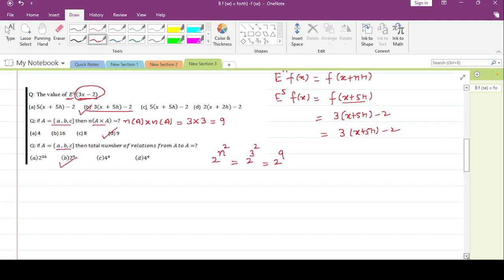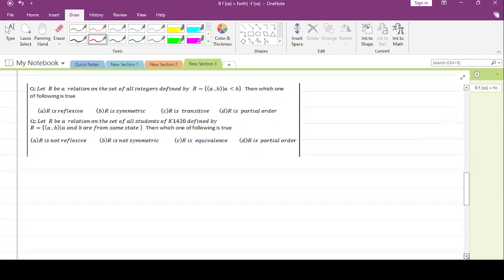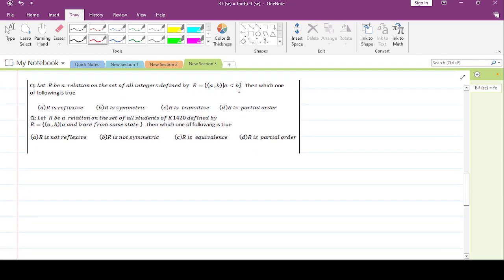Now we solve the next problem. See, the question is this, that this less than type of relation, which of the following is true? Okay. See, clearly A is not less than A for all A belonging to the set. Okay, suppose set is A. So A is not less than A. It means that A comma A is not a member of the relation. Okay, so the relation is not reflexive.